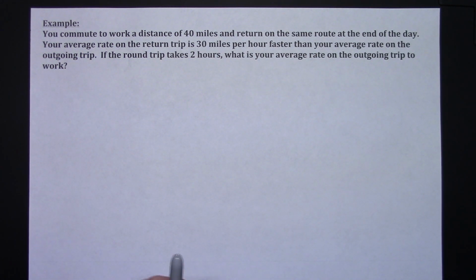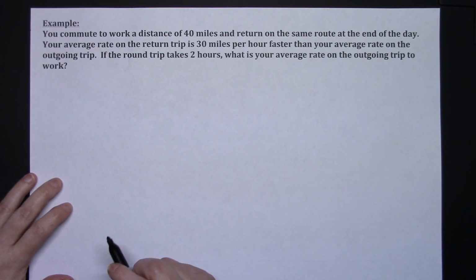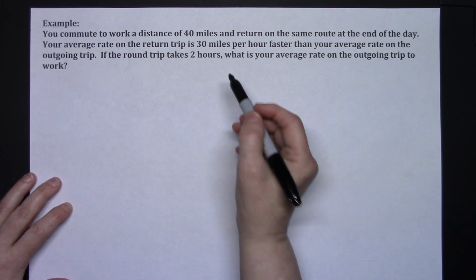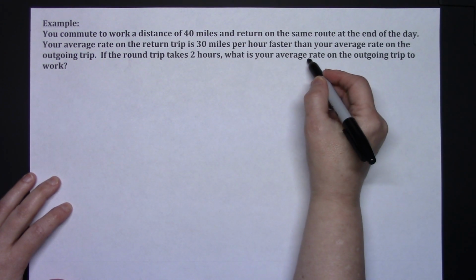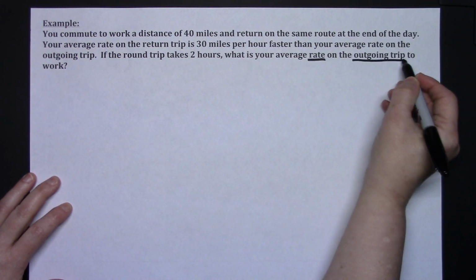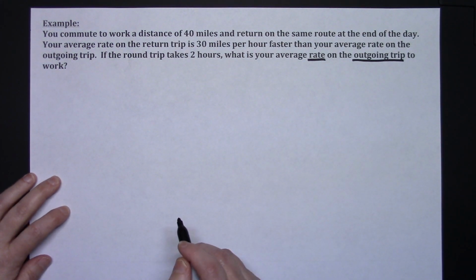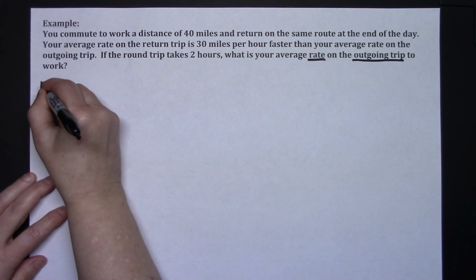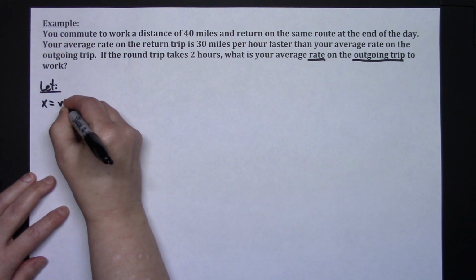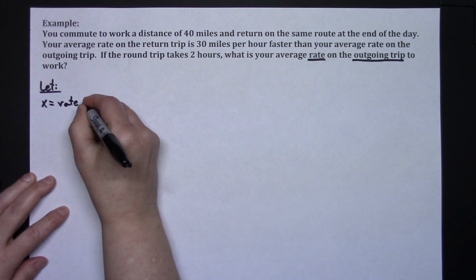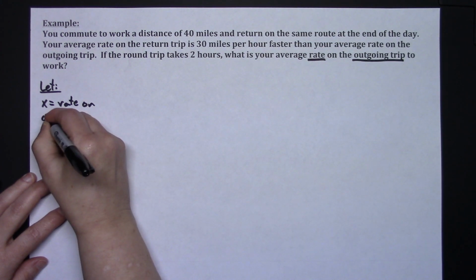Okay, so what I'm going to do is first take a look at what the question is asking for, and then that's how I'm going to choose to define my variables. So it says, what is your average rate on the outgoing trip to work? Okay, so I'm going to define my variable as let x equal the rate on the outgoing trip.